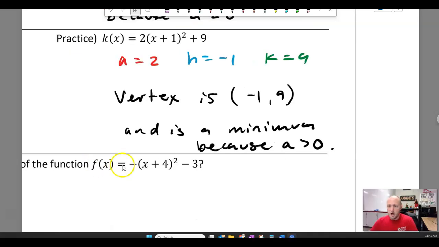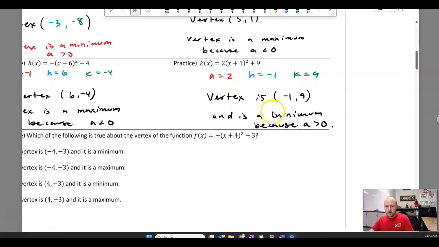Okay, go ahead, pause the video, and I'll show you the answers to the second practice problem here in a second. All right, for practice problem 2, the vertex is (-1, 9), and it's a minimum because my A value is positive. This is a normal upward facing parabola. It doesn't matter that it's 2, it's positive, so we're still opening upwards, and we're shifted left 1 and up 9. So that's your vertex, okay?